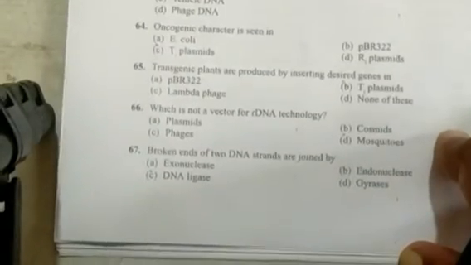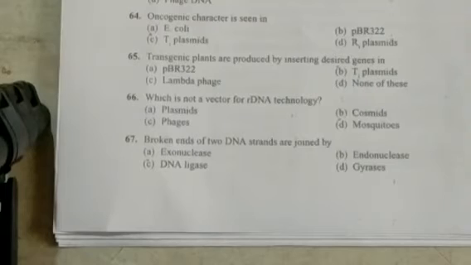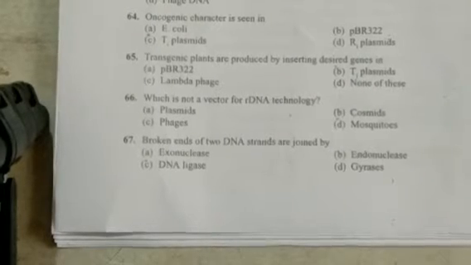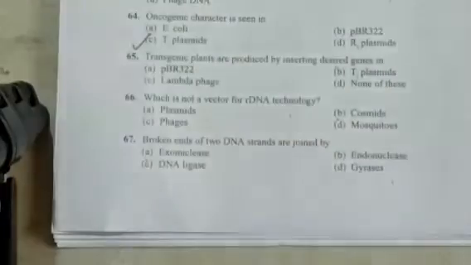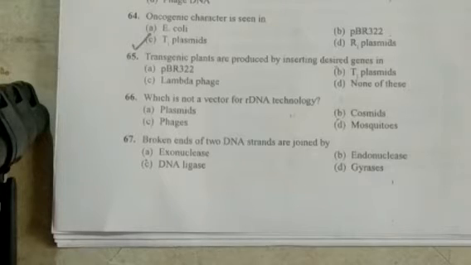Moving on to the next question. The oncogenic character is seen in: you all know very well onco refers to tumor or cancer. So the oncogenic character is seen in A, E. coli, no. B, pBR322 is a plasmid. C, Ti plasmid, just now I told you, the tumor-inducing plasmid found in Agrobacterium tumefaciens. So this has the oncogenic character, and that disease is known as crown gall disease. Crown gall disease occurs in the stem region of the plants, the crown region, hence known as crown gall disease. It causes tumors.